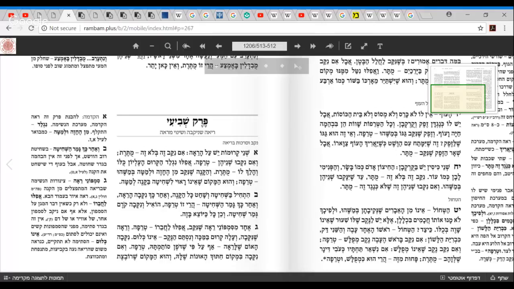And a lung that was punctured and a clot came up on the place that it was hit and sealed the puncture is not considered to be anything, meaning the clot also does not count as closing the puncture, and it remains a terefa.